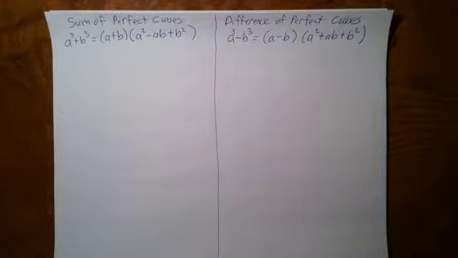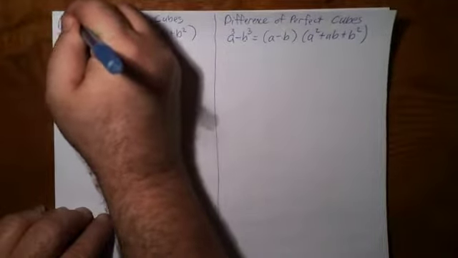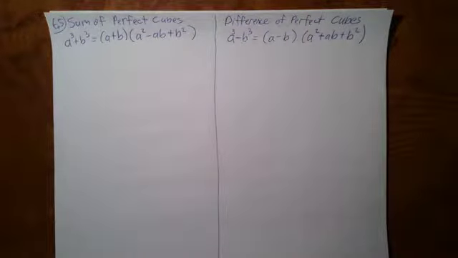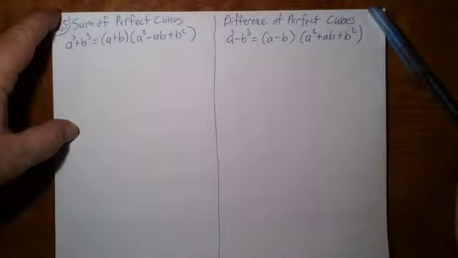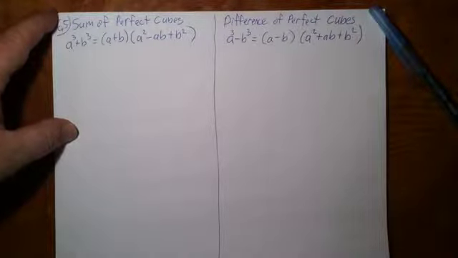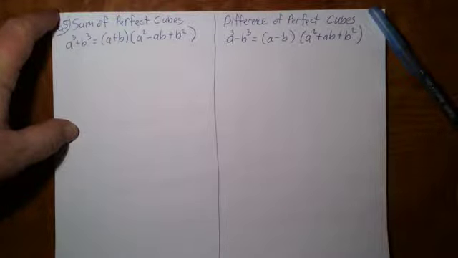Welcome back. We are now in section 6.5 where we are doing a review of the formulas for the sum of perfect cubes and the difference of perfect cubes. You'll notice that the formulas are written at the top of the page for each of these. Please feel free to stop the video at any time to copy these formulas down.